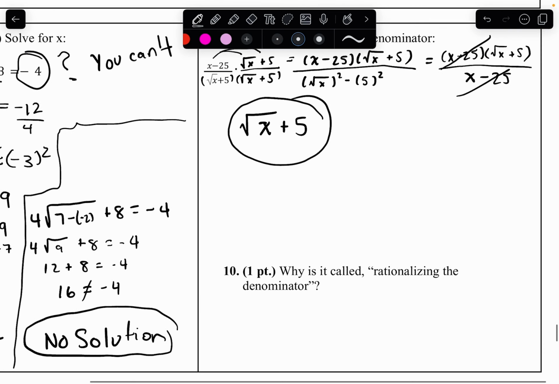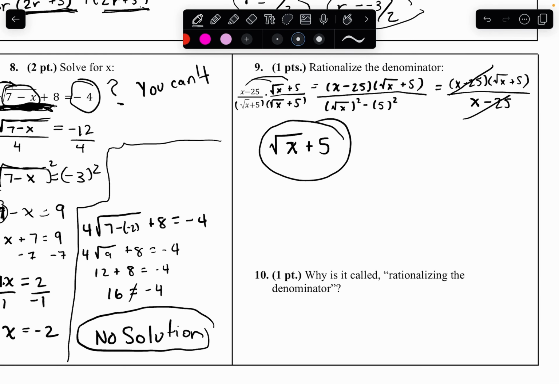And then lastly, why is it called rationalizing the denominator? I wasn't looking for something super deep. I was just looking for you guys to say that the current equation has a radical in the denominator. So you are rationalizing the denominator by getting rid of that irrational number in it.